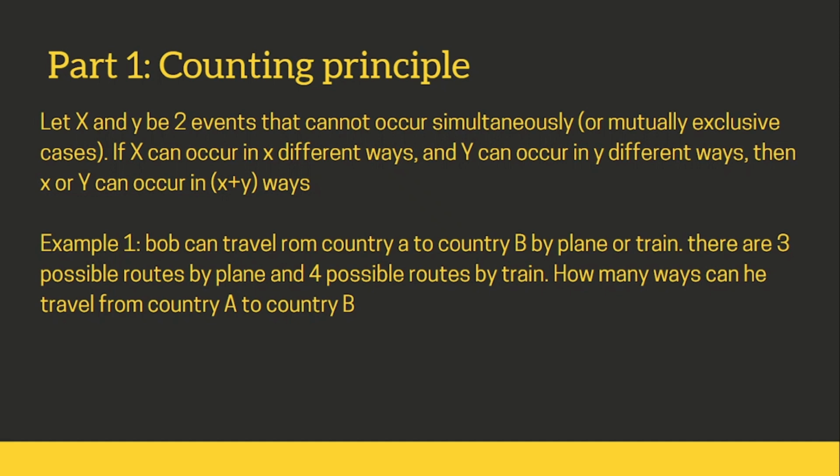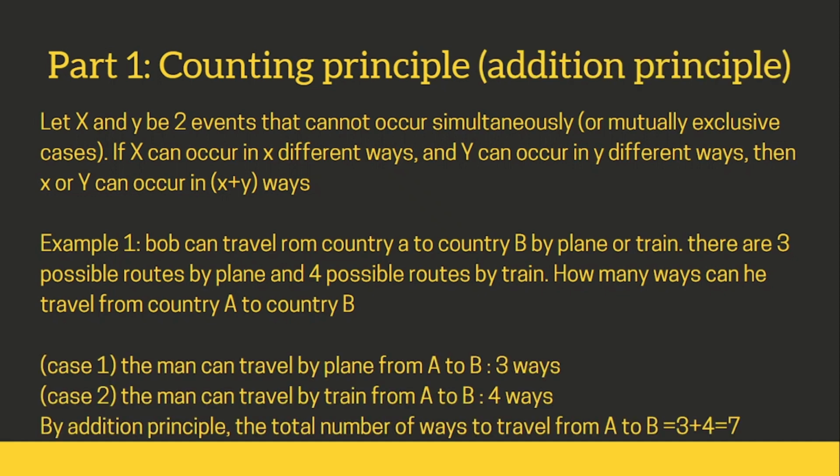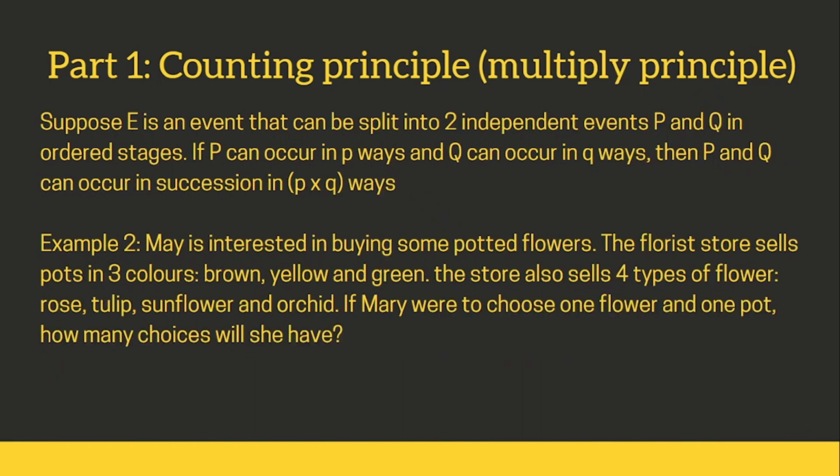So let's just say Bob can travel from country A to country B by plane or train. There are 3 possible routes by plane, 4 possible routes by train. How many ways can he travel from country A to country B? So of course for this, there will be the first case where he travels by plane, and the second case where he travels by train. And so there are 2 different ways and there's 3 and 4 ways within each case respectively. So you just add up the scenarios.